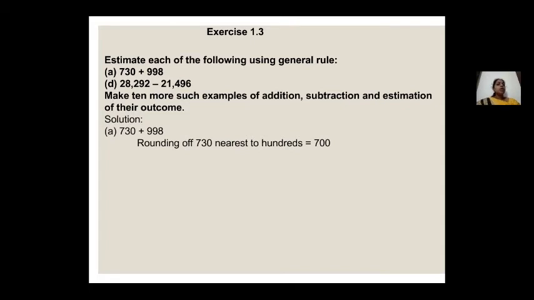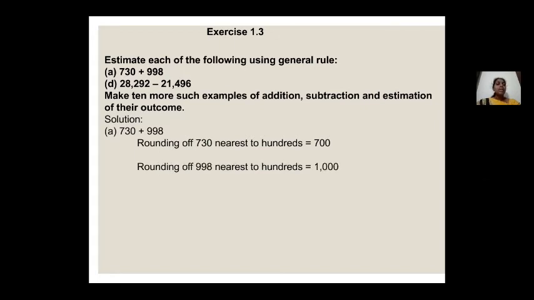This is the rule, right? Now see here, 730 nearest to 100. You check for the tens place. The tens place is 3, right? 3 is less than 5. So 3 is less than 5. Then the 100s place, what is that? 7 is there. 7 remains the same. The tens place and ones place will be 0. So 730 nearest to 100 is 700.